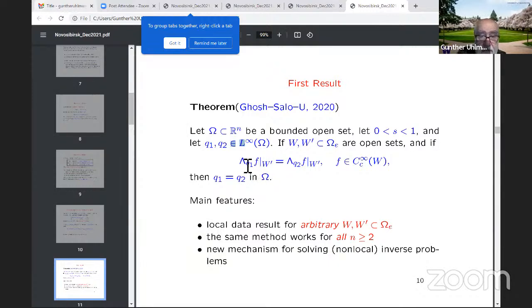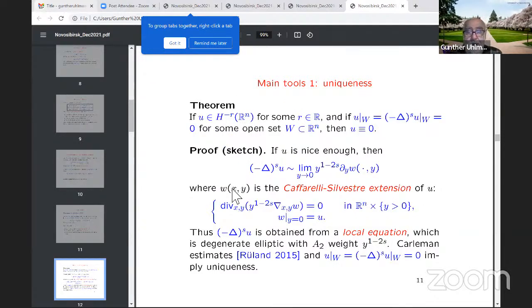You are given the Dirichlet-Neumann map in an arbitrary open set. So suppose W prime is equal to W, it's not known whether you can recover the potential. There are some partial results, but it's not known. And so let me explain some of the methods. And this is one of the main differences.